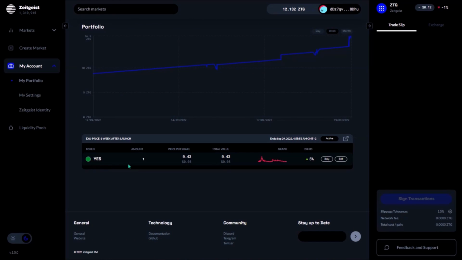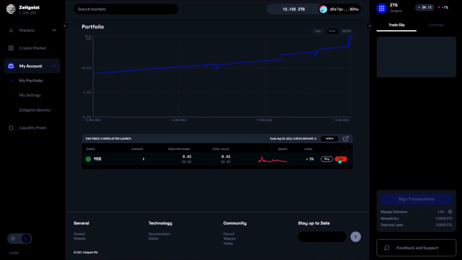Here is my yes token that I have just bought, the ZTG price per 1 token, so this price is constantly changing, and the total value if I held multiple yes tokens. Now let's assume the situation in Kusama floor price has changed and I feel like selling my yes token.